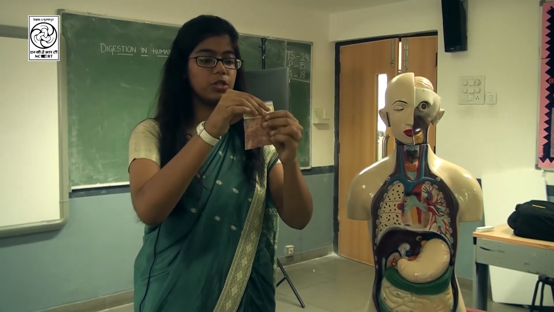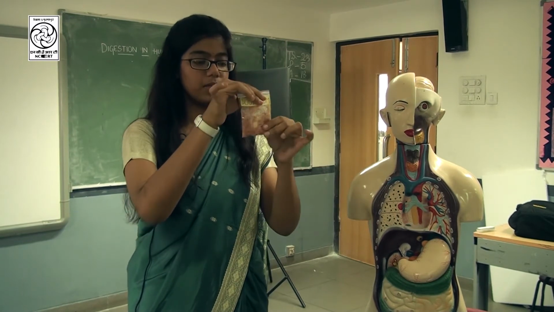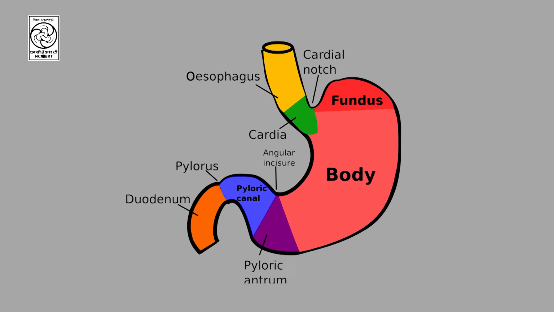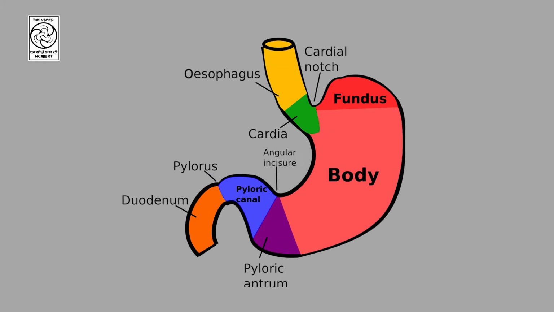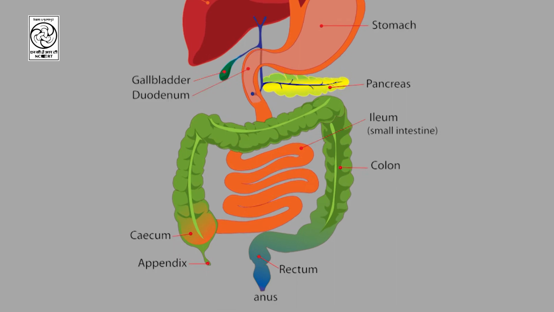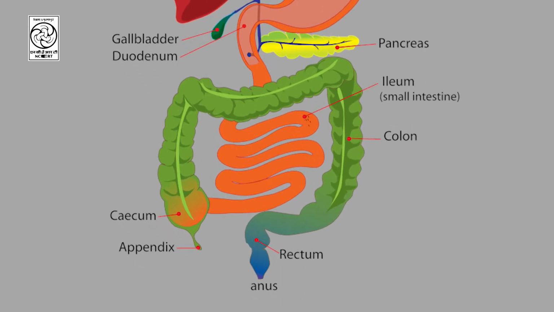Because of the action of the digestive juices. Okay. So basically now from the duodenum, the food moves into the small intestine. The food from the duodenum moves into the small intestine. The small intestine is a very long pipe.